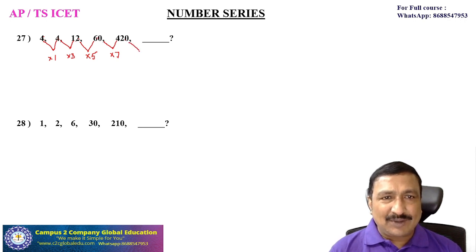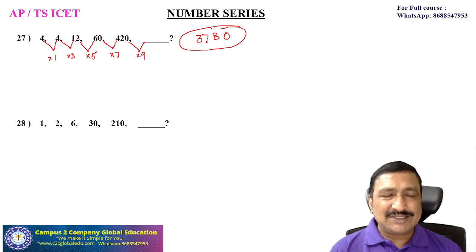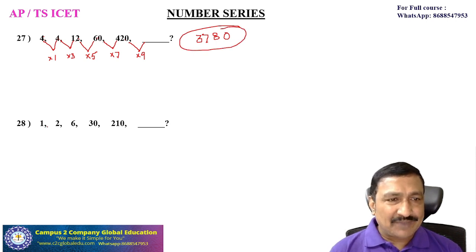So the next number we should multiply by 9. So 420 multiplied by 9: 9 ones are 9, 9 into 0 is 0, 9 twos are 18, 1 left, 9 fours are 36 plus 1, 37. So the answer for this question is 3780, friends. Now look at the next series.